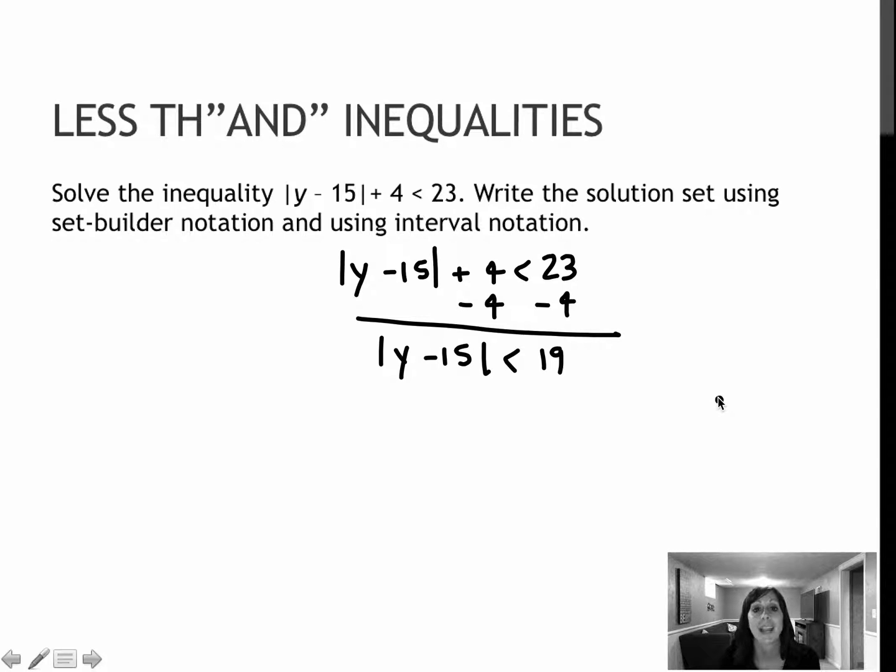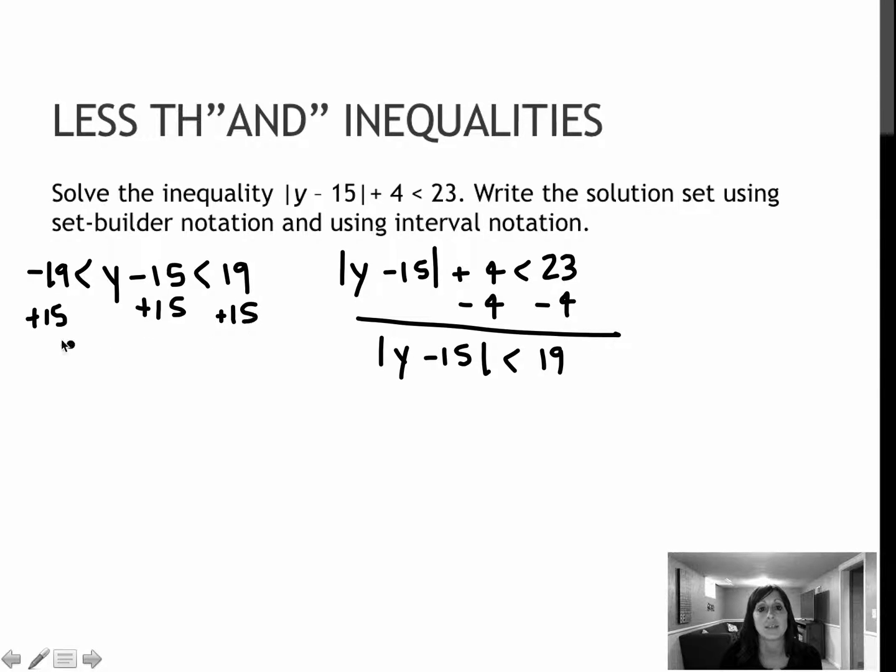And this time I'm going to write it a little bit differently. Instead of using the word and, I'm going to write it as a compound inequality. So I'm going to pop over here to the left, and I'm going to write -19 is less than y minus 15 is less than 19. So I took this, I dropped the absolute value, and I made the negative value at the beginning. So now I can just solve one time and get both of my answers. So I'm going to add 15 to all three spaces here. Here I get -4 is less than y is less than 34.